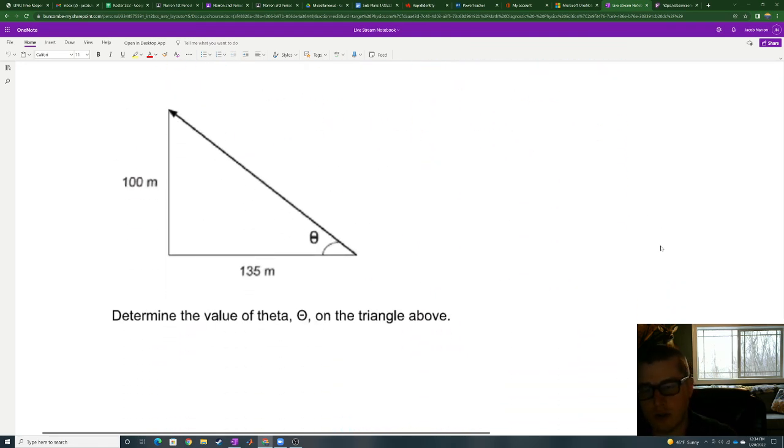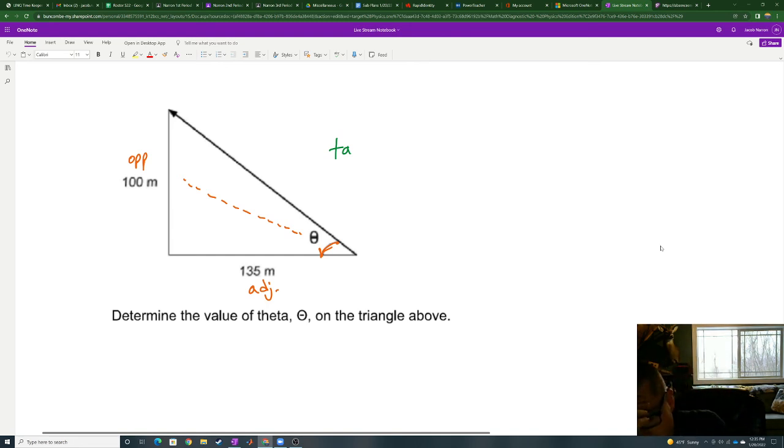So as I look at this triangle, I can follow out from theta and see this is the opposite side because it's across from theta. So 100 meters is the opposite side. And then 135 is adjacent because it's right next to theta. So I've got opposite and adjacent. So if you look back at your list, you'll see this is the equation. We want to use tangent. Not just any tangent, we want to use the inverse tangent.